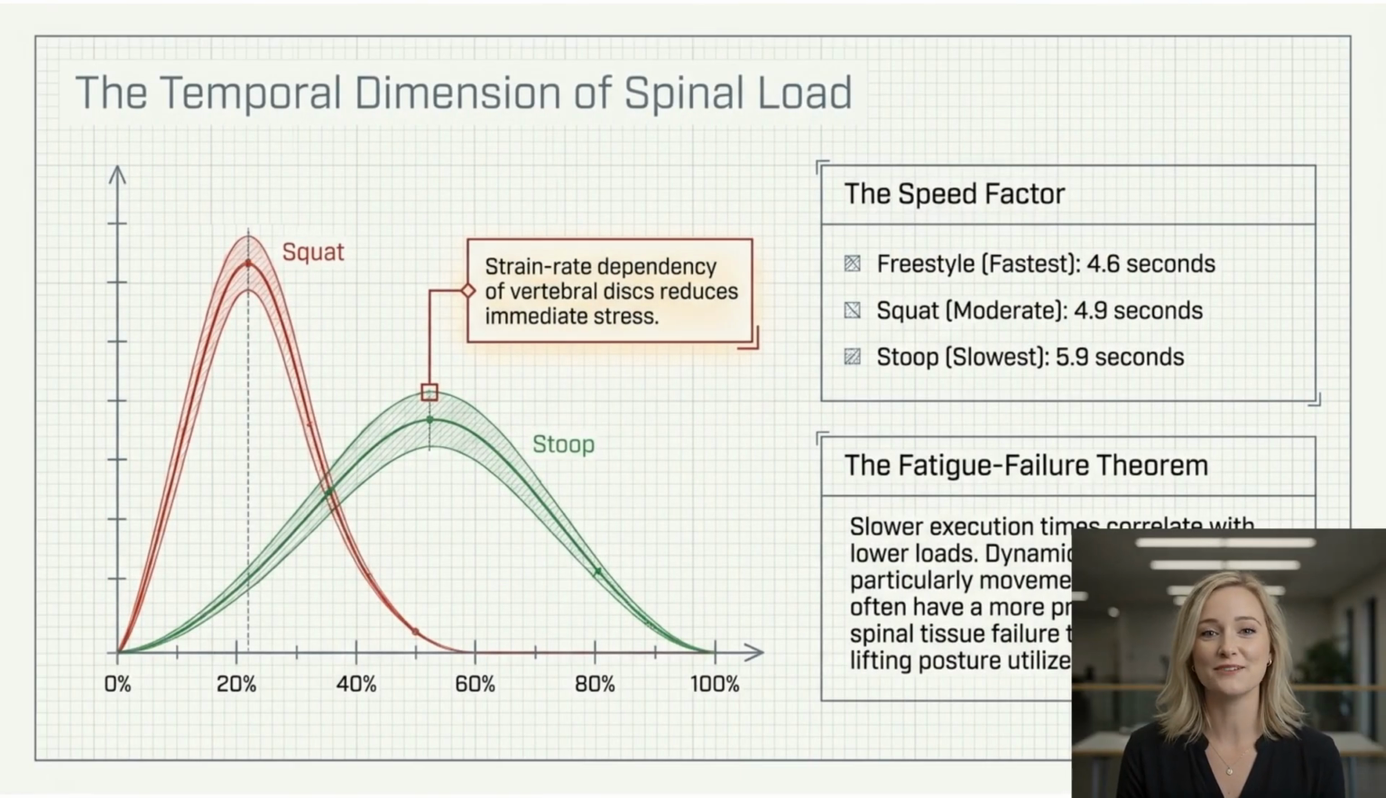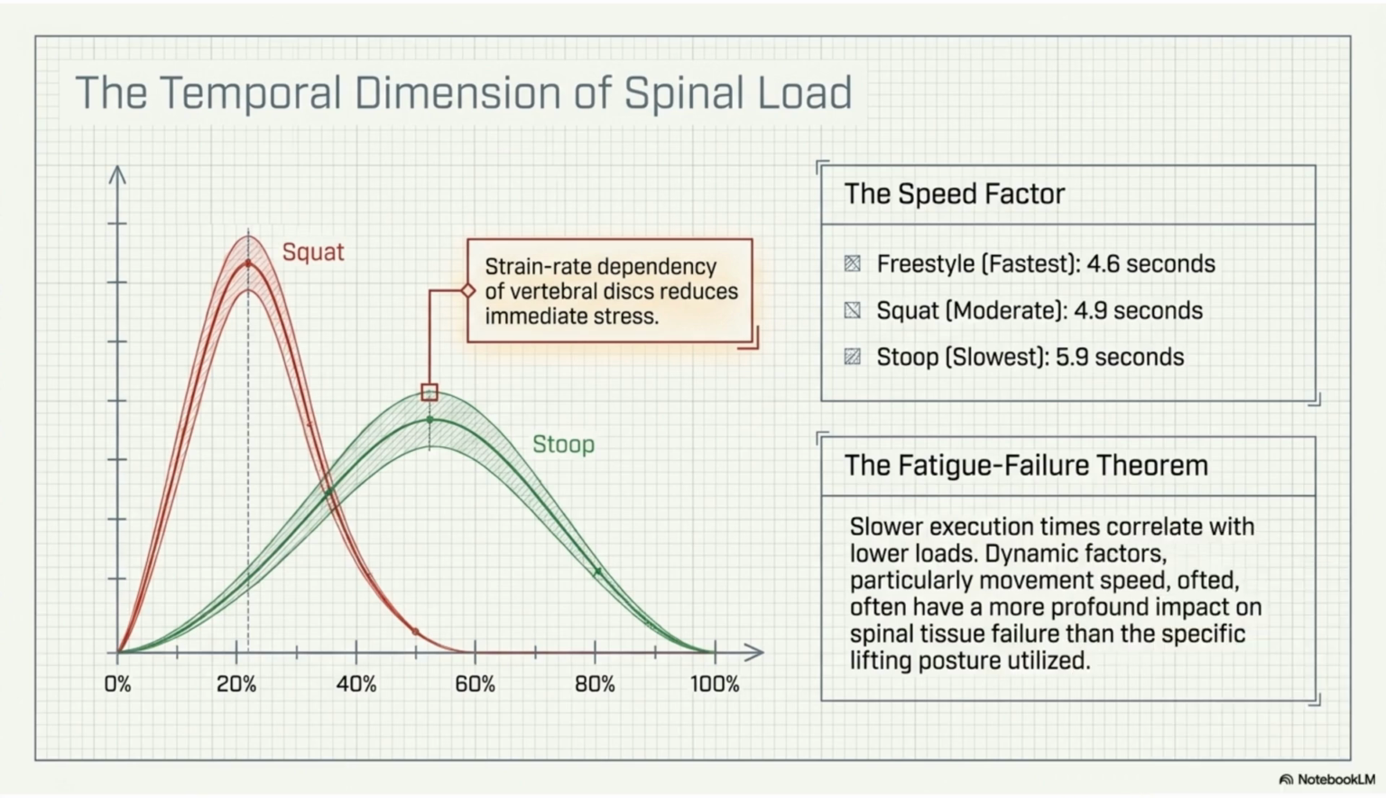The execution speed of a lift is a crucial temporal factor. Slower execution times correlate with lower loads, which is essential for the fatigue failure theorem. Dynamic factors, like movement speed, can impact spinal tissue failure more than the specific lifting posture used.